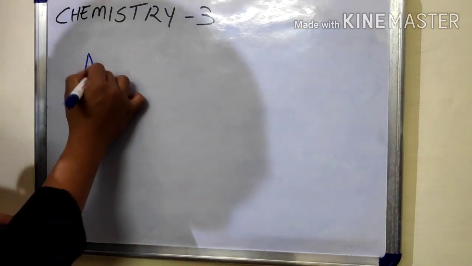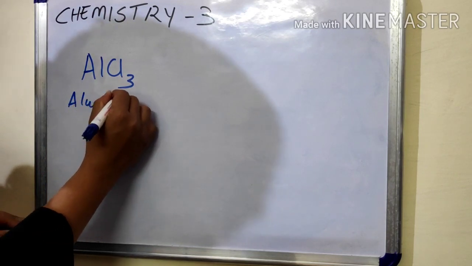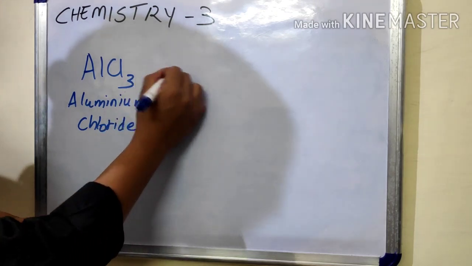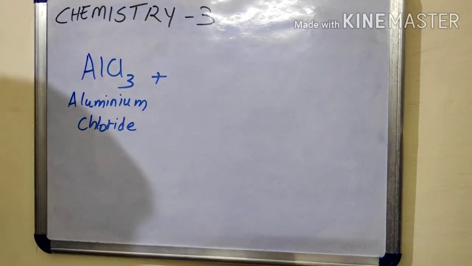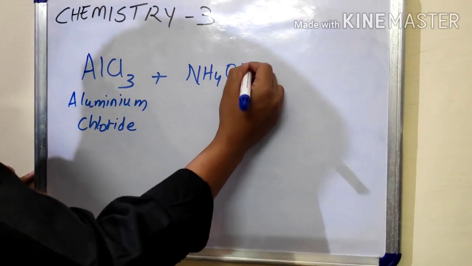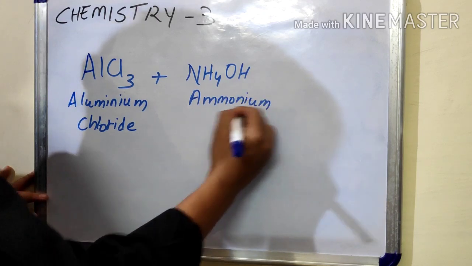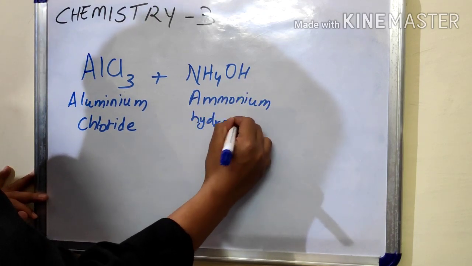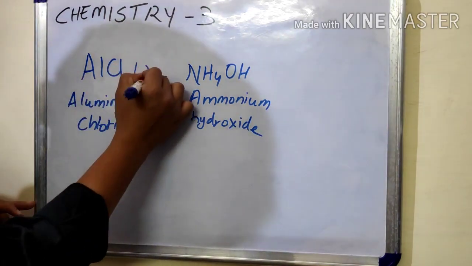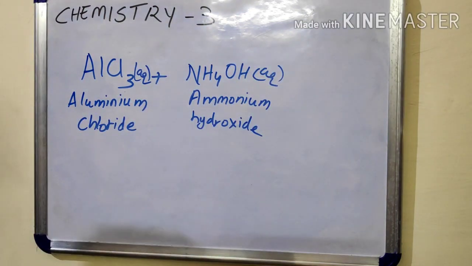One more example. Aluminium chloride plus you react it with ammonium hydroxide. Ammonium ion is NH4 and hydroxide is OH. So ammonium hydroxide. Both are in aqueous states. Aqueous and aqueous. Now you react it.